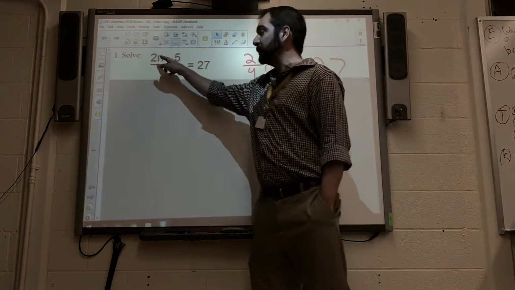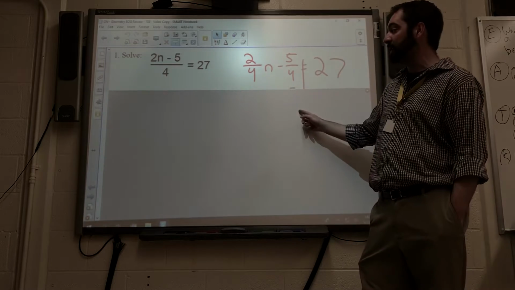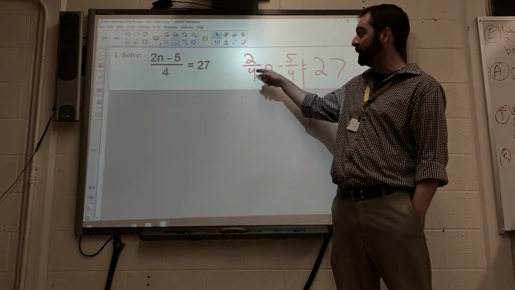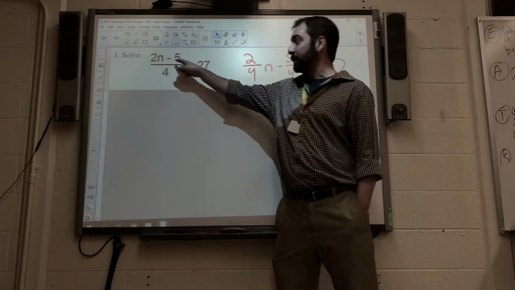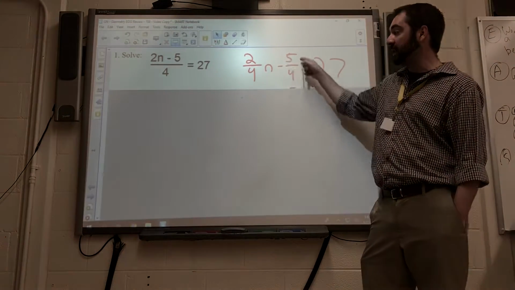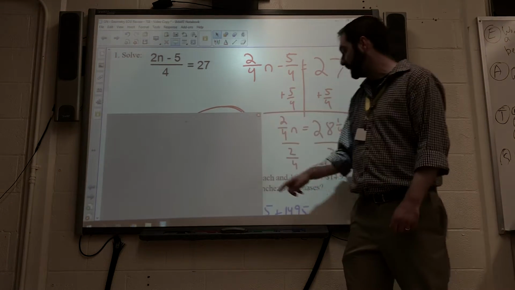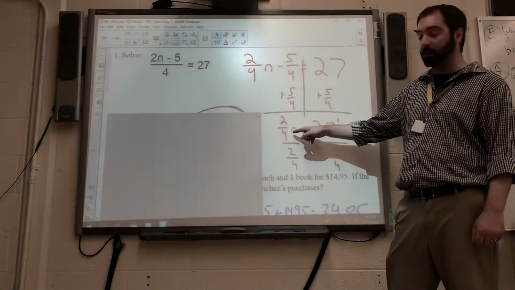We have 2 times n minus 5, all being divided by 4, is the same as 27. So the first thing I did was broke it apart. We have 2 over 4 times n. There's only one symbol to keep, so minus 5 over 4 equals 27. First thing I need to do, get rid of the minus 5 over 4, so I added 5 over 4 off to the side. We drop down to 2/4 n.